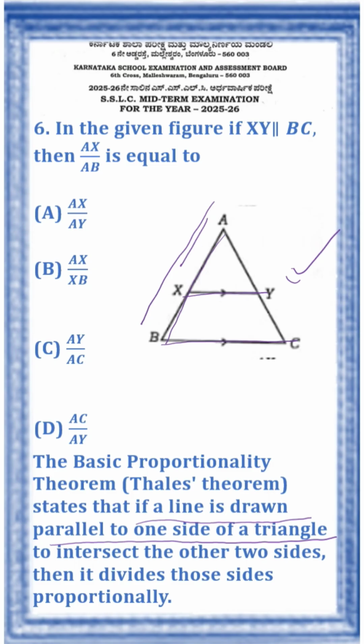Here AX by AB is given, which is equal to, four options are given, AX by AY. This is definitely wrong. AX by XB. No, here AB is given, so this is wrong. AY by AC. It is correct. Option C is correct.